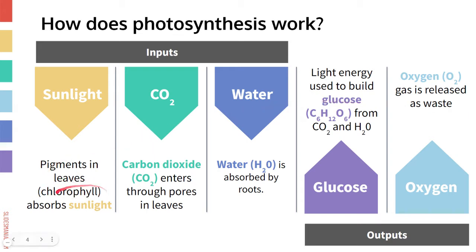And there are special pigment molecules in the leaves, and these pigment molecules are called chlorophyll. And this is what gives plants and algae the green color that they have.